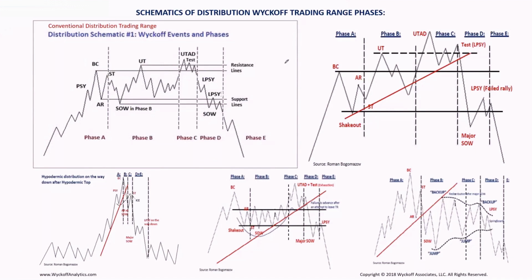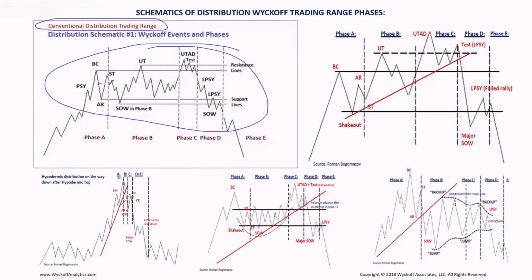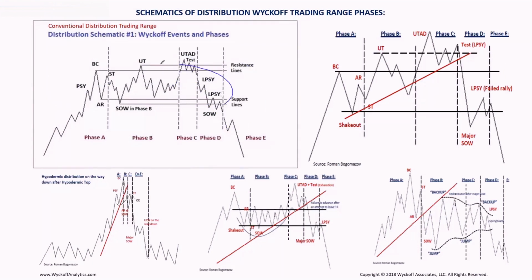So a conventional distributional trading range would look something like this, where we see a horizontal structure, and we could have maybe some higher high into phase C, maybe a lower high, where we would have a last point of supply type of situation. But predominantly, the price would be consolidating within the boundaries of the support and the resistance that were created by the buying climax and automatic reaction in phase A.